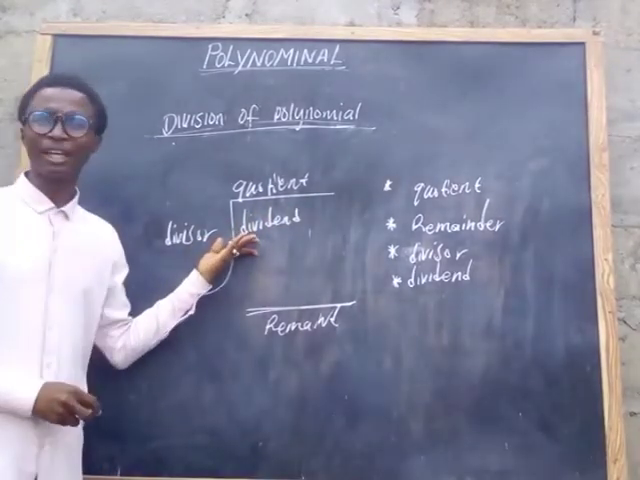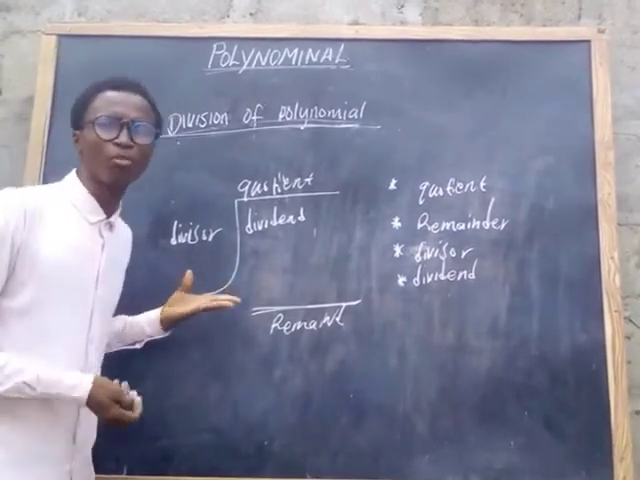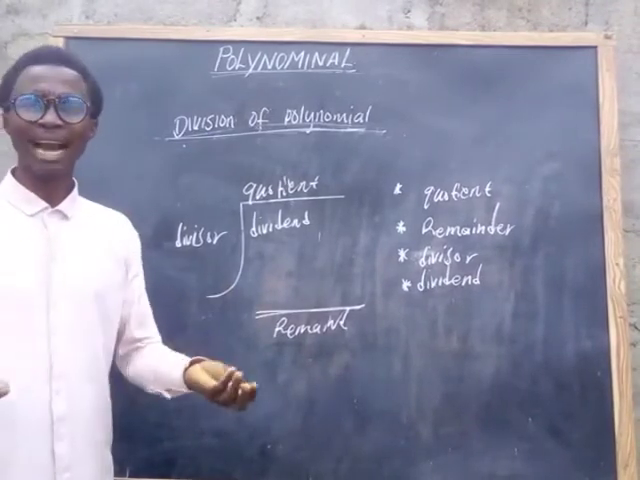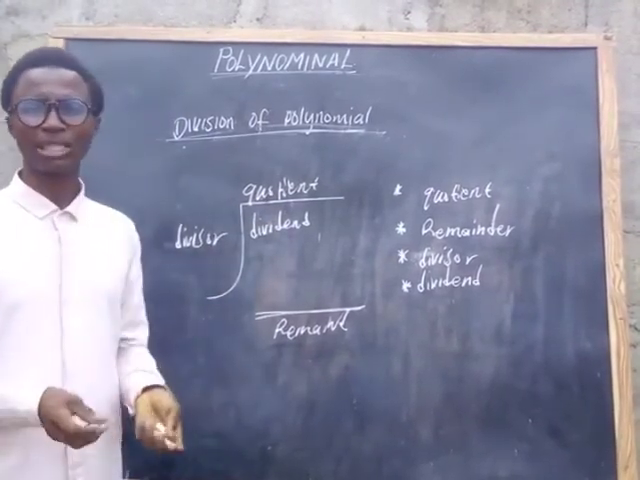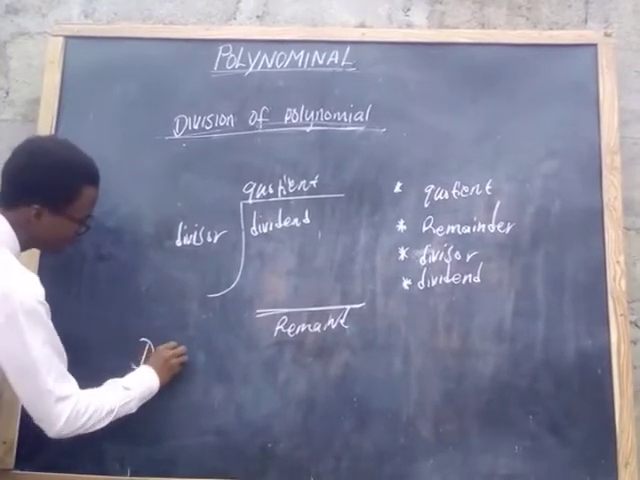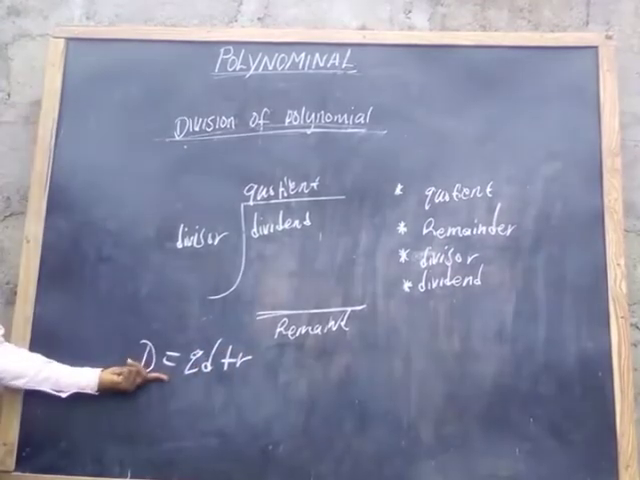So these are the various terms that you have to understand while using the division of polynomials. Four main terms. Now we have the general formula for arranging these numbers. What is the general formula? D equals QD plus R. This is the general formula.